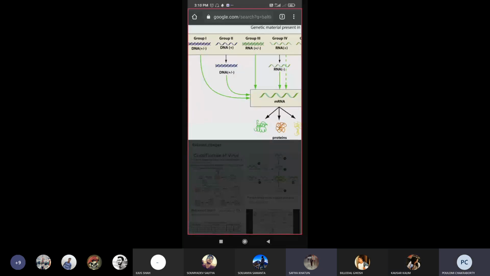Okay, so these are the Baltimore classification. These are the classes of Baltimore. I mean, these are the classes of viruses according to the presence of nucleic acid, DNA or RNA.